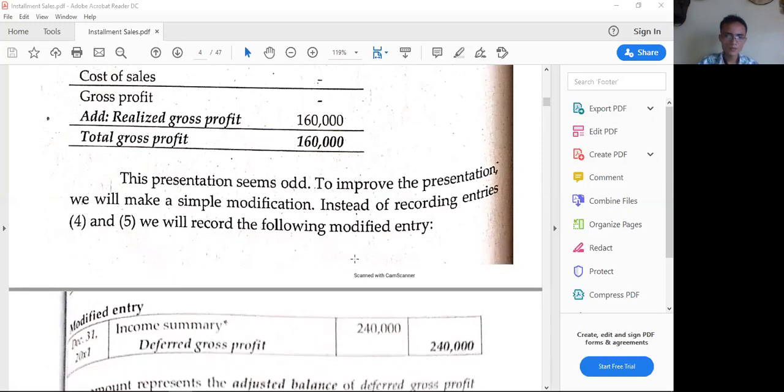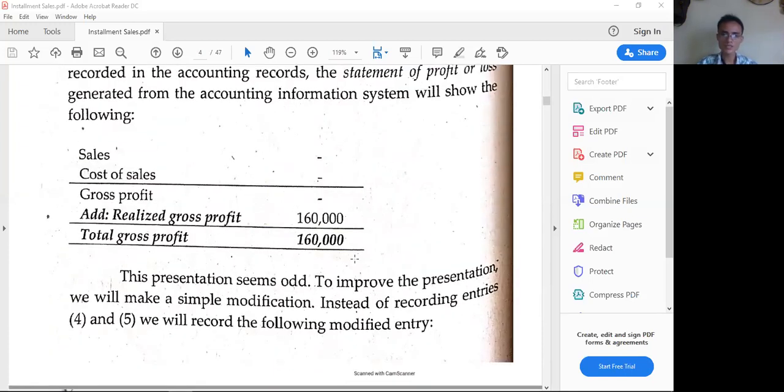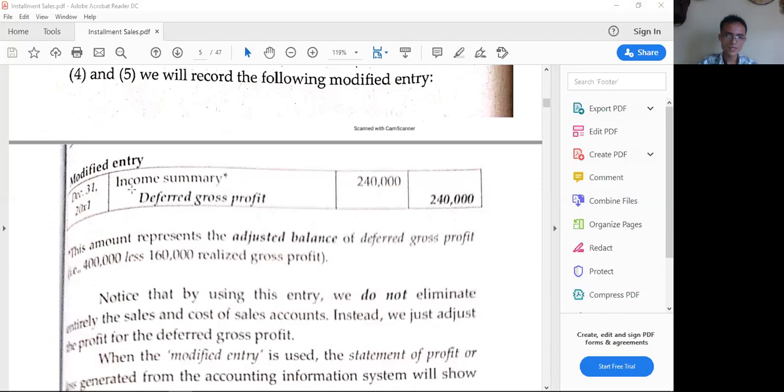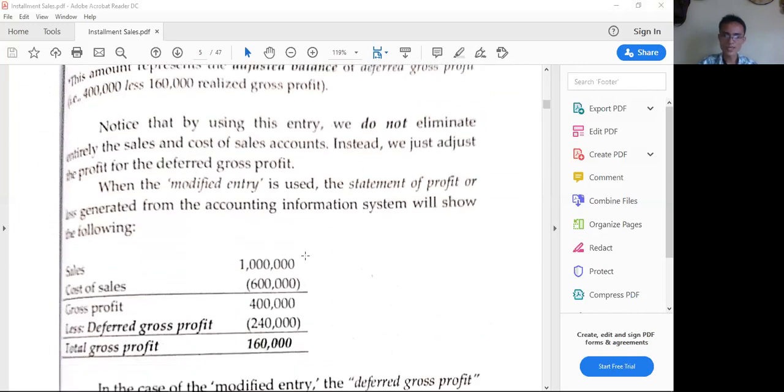So anyway, that's the point or consideration. If you will be asked later on how much is the total realized gross profit of the company, that's going to be the sum of gross profit from regular sales and the realized gross profit from installment sales. There's a modified entry here in which we are closing income summary with the deferred gross profit balance. So this is like the ending balance, 240,000. So that's 400,000 minus 160,000 realized gross profit. So this is like one way of presenting our realized gross profit.